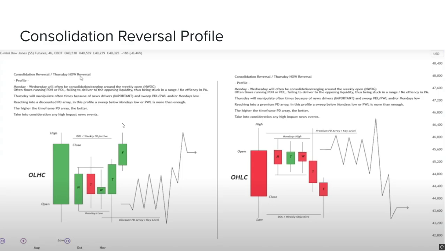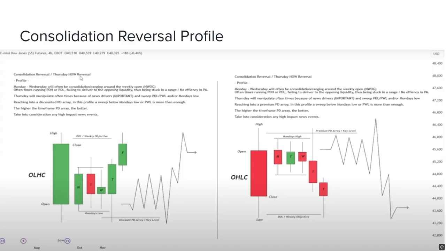So the last profile, the consolidation reversal profile. Monday to Wednesday will often be a consolidation ranging around the weekly open, NWOG.